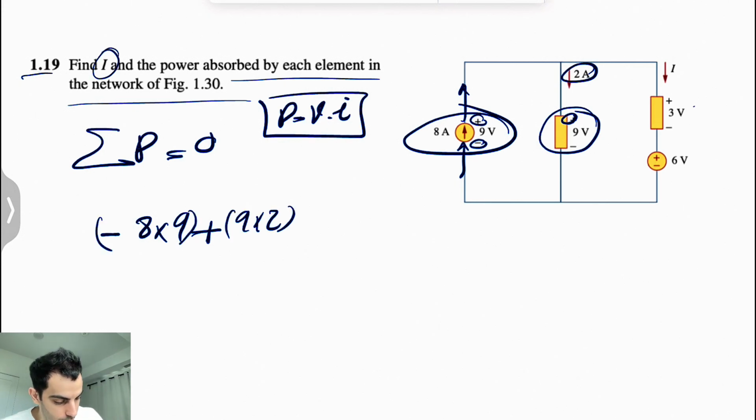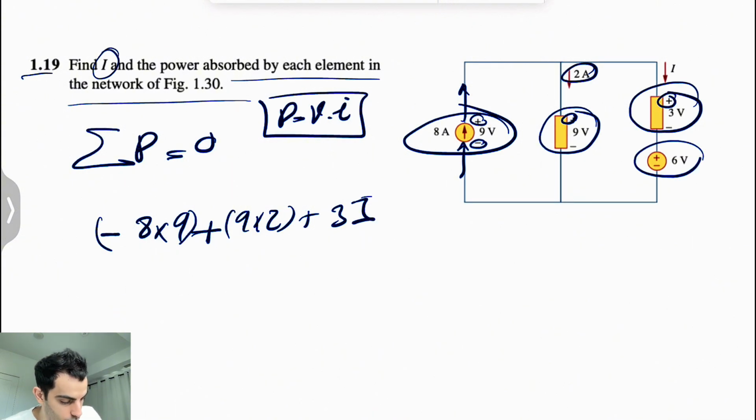And we have this element in here. Again, the current enters the positive pole of the element, so it's going to be voltage times current, which is I. And the last one also has the same current entering the positive pole, so plus I times 6. And this will be equal to 0, and from here we should be able to find I.